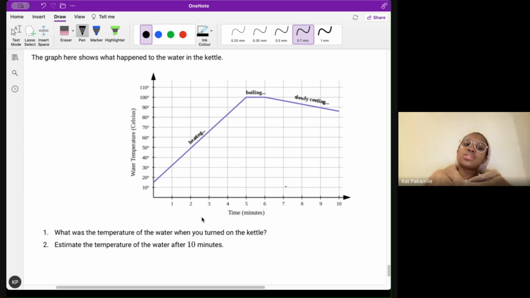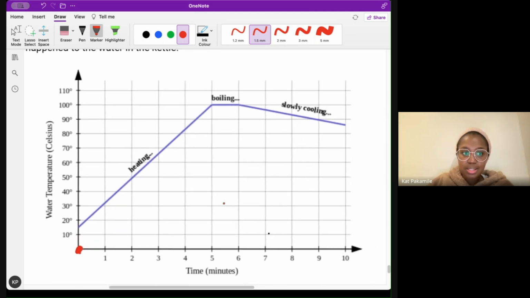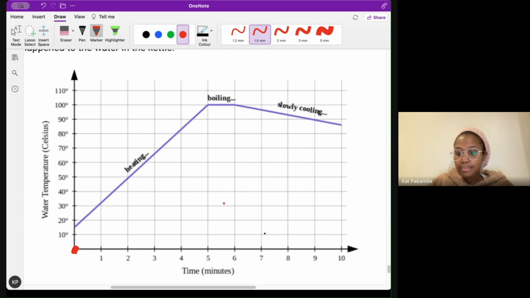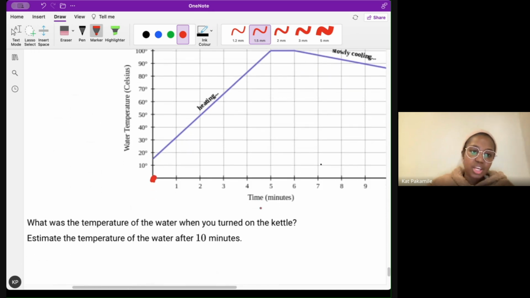First one says, what was the temperature of the water when you turned the kettle on? What was the temperature? You cannot assume it's 0. You must look. I'm glad that nobody said 0, because if you said 0, that means my graph should have been starting over there, right? Okay, maybe you guys can't see. Let me zoom in a bit. Is that 10 degrees Celsius? Look carefully. Try to be as accurate as possible. It's more like 15.